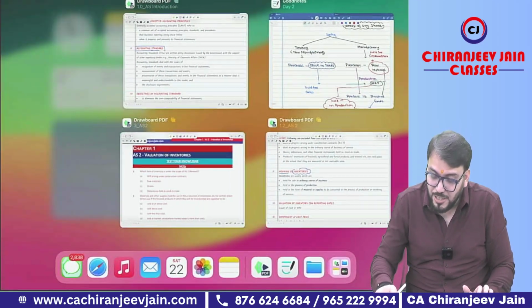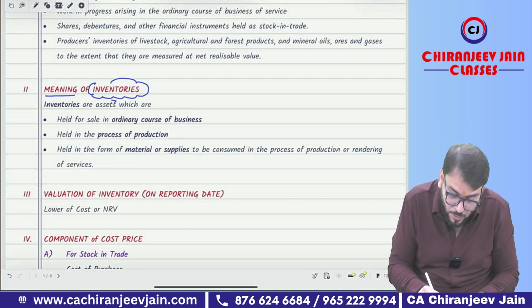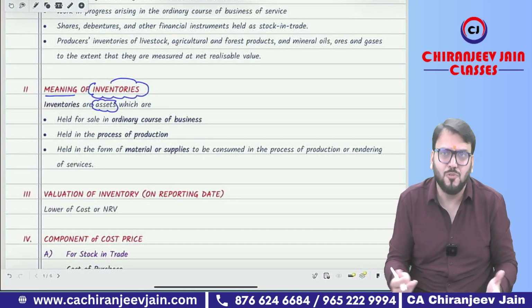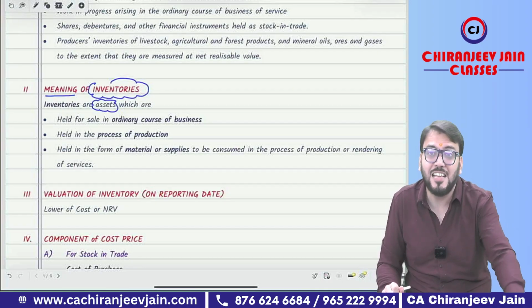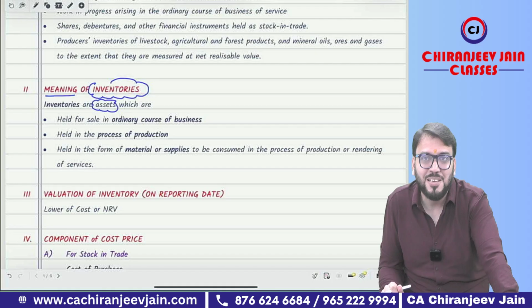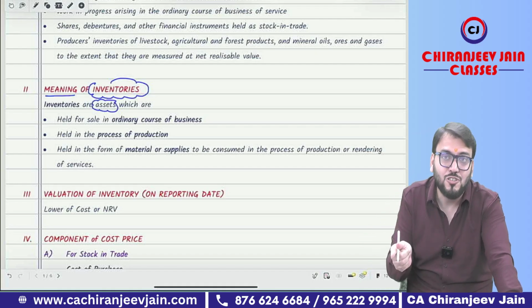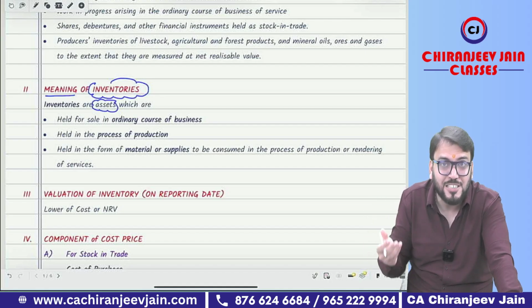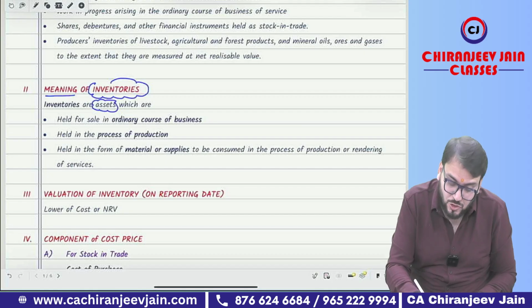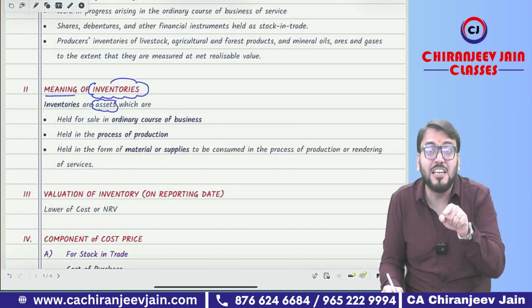Okay. So what is the meaning of inventory? Inventories are assets. Of course, inventories are assets. I already said that we are doing the accounting standard related to assets. Now, what is the meaning of asset? In the last class, I gave you the meaning of asset. Do you remember? Asset means any resource which is under the control of the entity and which provides future economic benefit. Then only it is an asset. It means to become inventory, first you should meet the definition of asset.